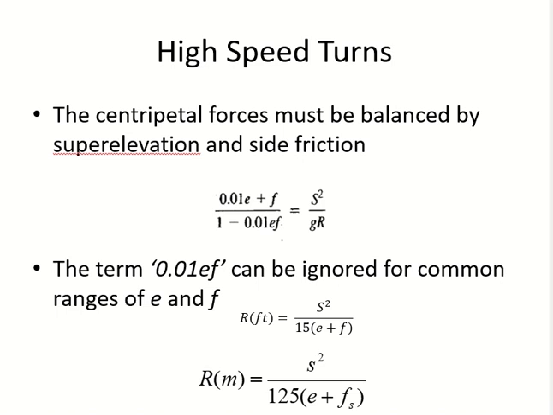If they are not balanced, then the turn will not happen. Because it's a high speed turn, there is a chance that the vehicle may flip, it may go over the lane, it may hit other vehicles or the side of the road, it may overturn. So all these possibilities are there.